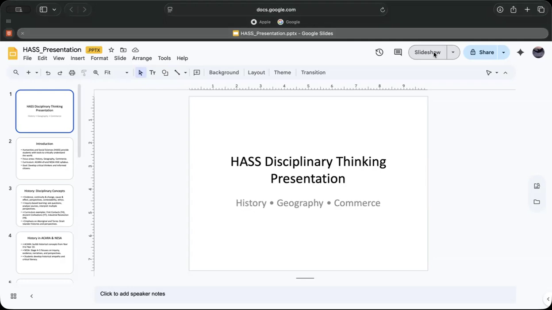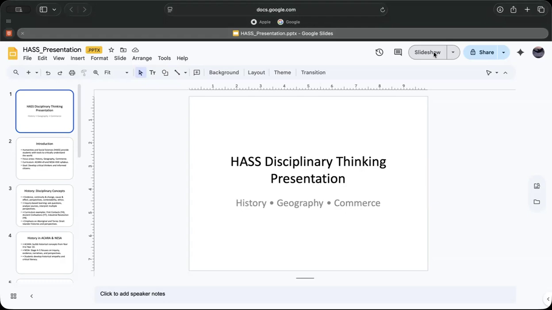In commerce, disciplinary thinking focuses on understanding economic and legal systems, analyzing financial decisions, evaluating government and business impacts, and building civic and financial literacy. For example, students might compare different mobile phone plans to understand consumer rights, explore how interest rates affect household budgets, examine legal responsibilities in the workplace, or debate policies around housing affordability and cost of living.